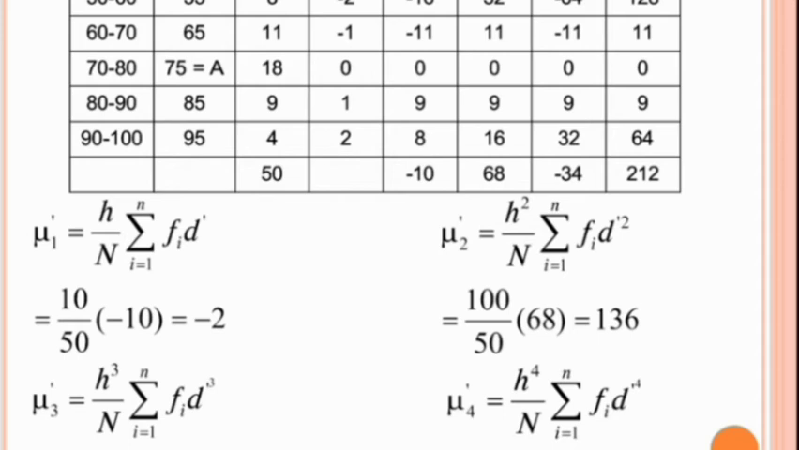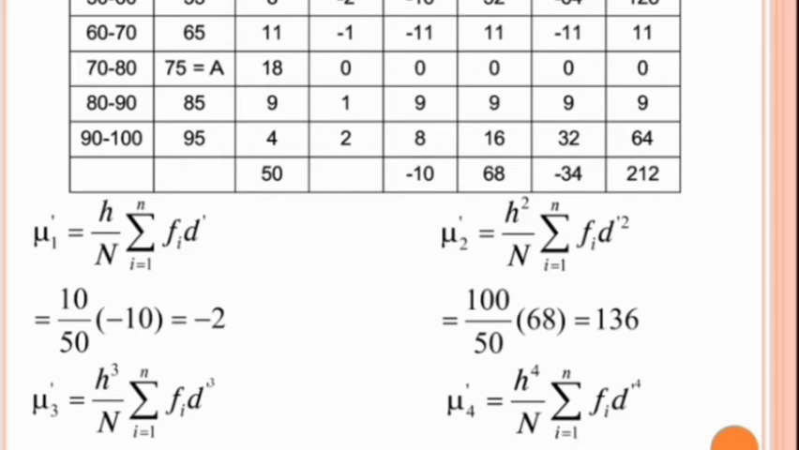Now I will multiply fi into d dash, that is 8 into minus 2, that is minus 16, 11 into minus 1, that is minus 11, and so on. And I will take the total over here. So the total is minus 10. Simply I will substitute in this formula. You get 10 into minus 10 upon 50, that is equal to minus 2. So this is your first moment.